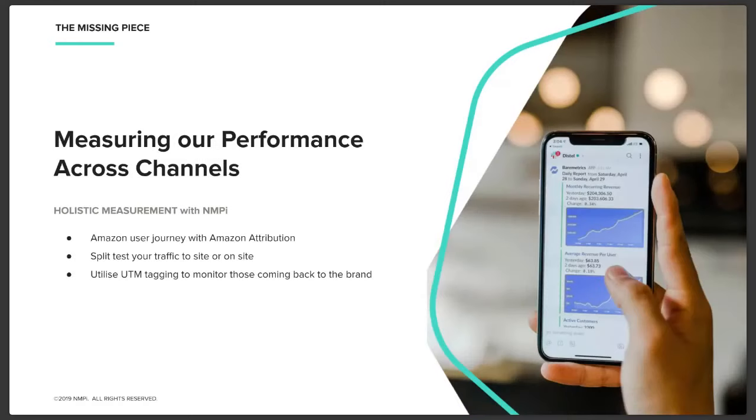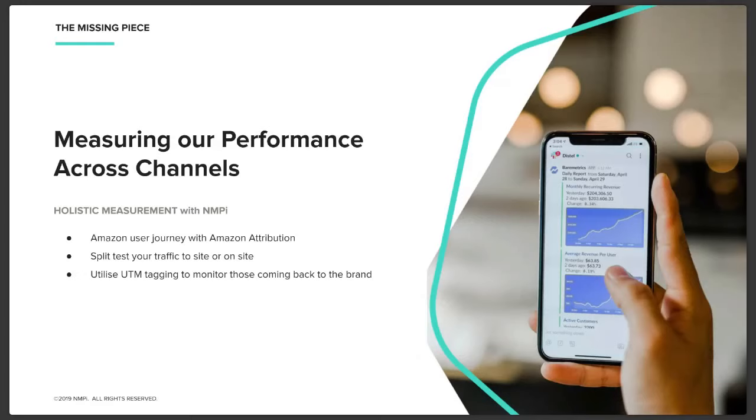And on top of delivering on results, it's also important to measure your results. And with Amazon being so siloed, it can be tricky to see what users are doing elsewhere on the web. A few strategies we've implemented to work around this include utilizing the Amazon attribution platform to compare behavior of users on and off Amazon. So we split traffic from Google product paid search campaign, half going to an Amazon landing page, the other half going to the brand store. And we looked at the user behavior between the two.